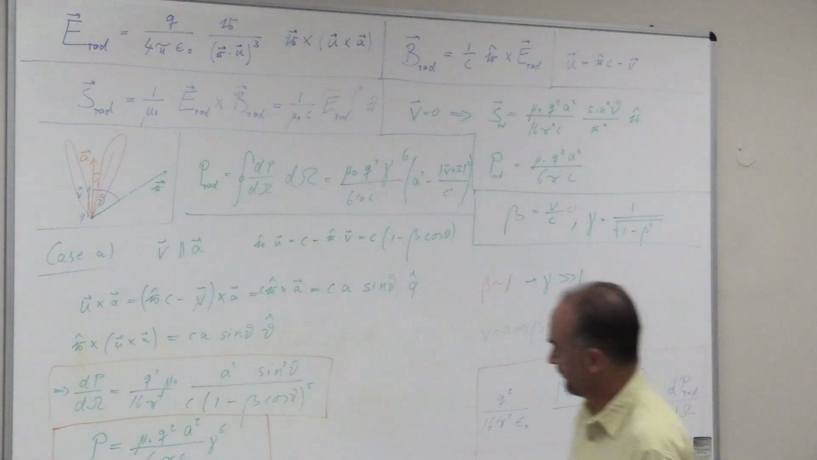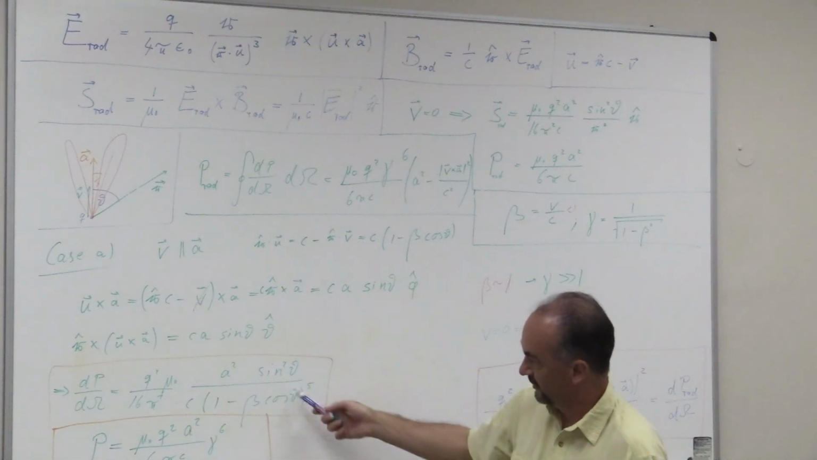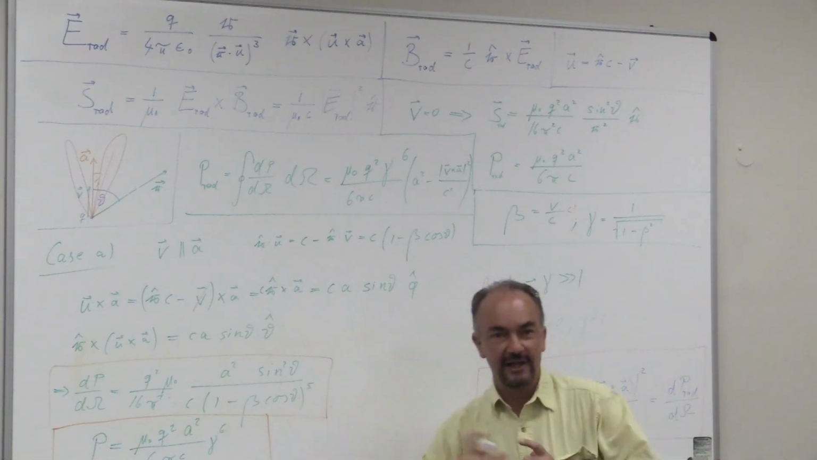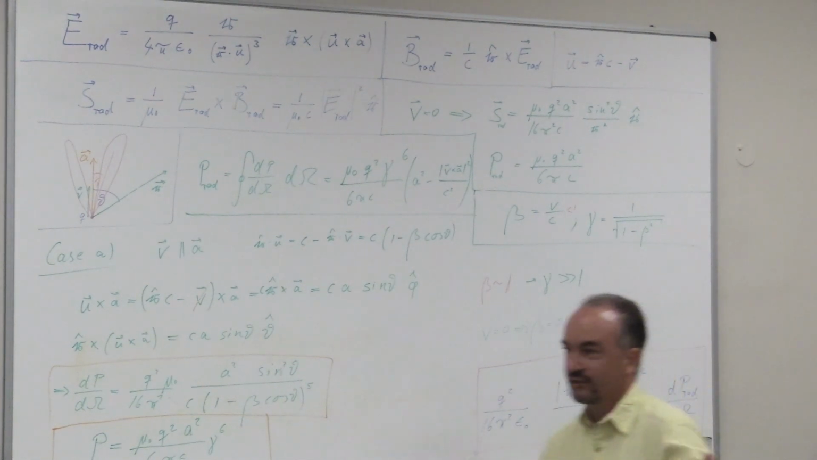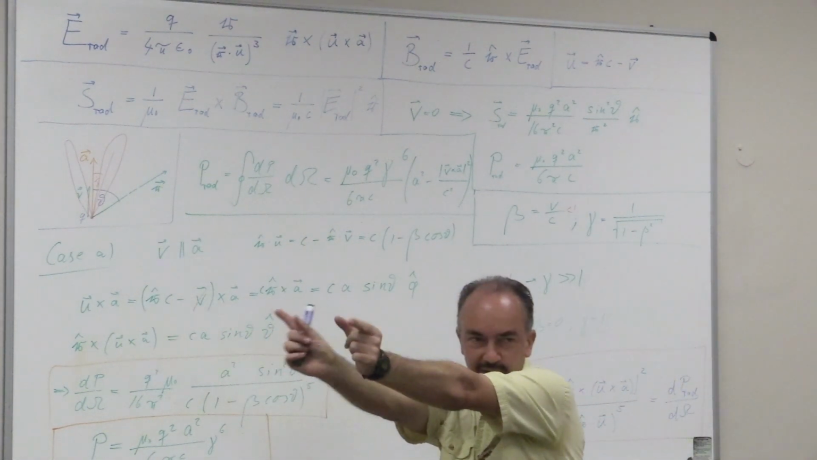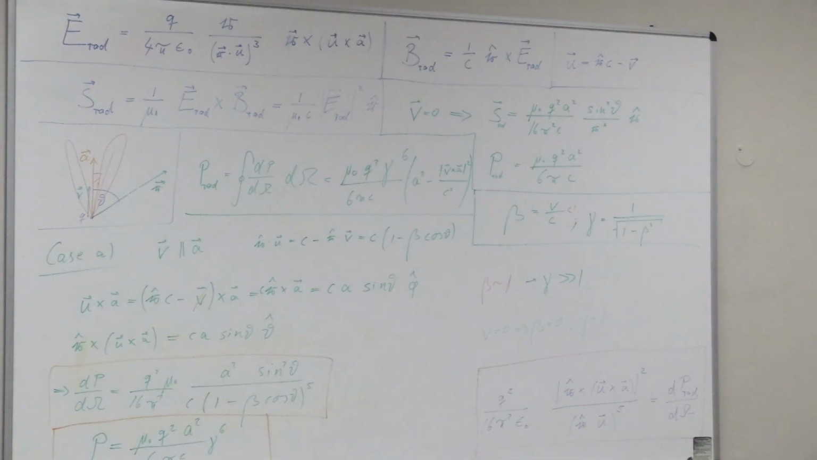So, again, the main point is that the radiation is strongly enhanced when particles are moving very fast and are accelerated, and all the radiation essentially comes out in almost the forward direction. Any questions on that? Does that all make sense?